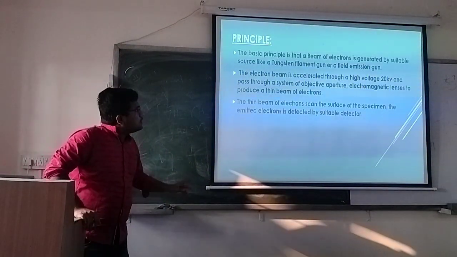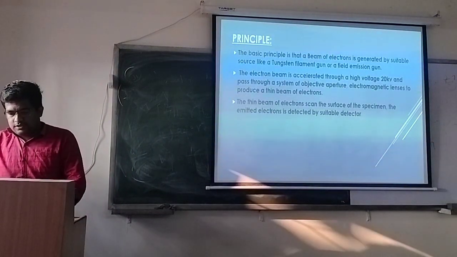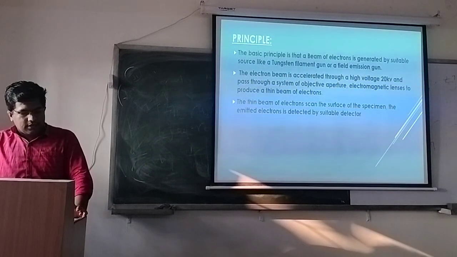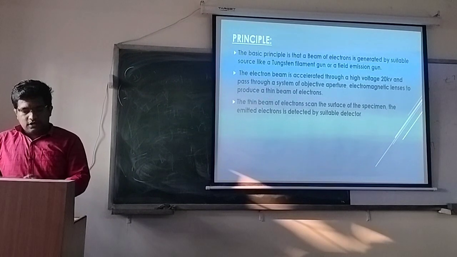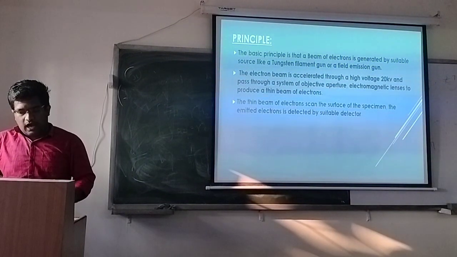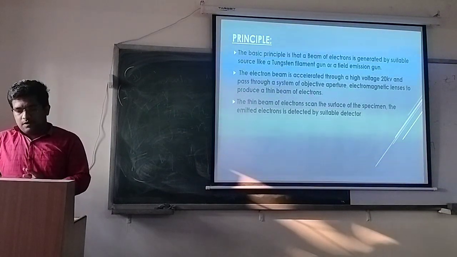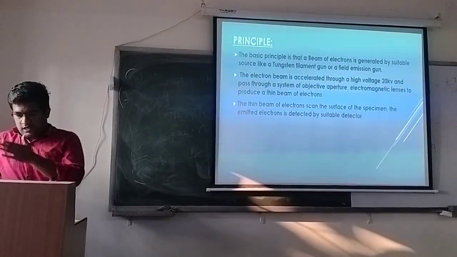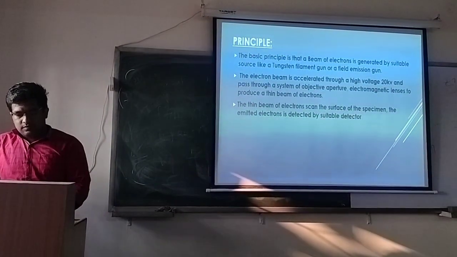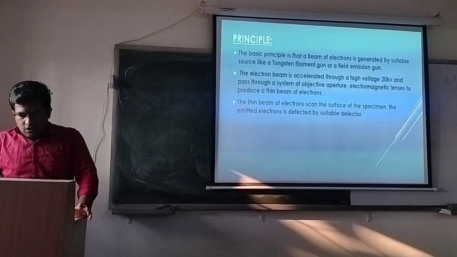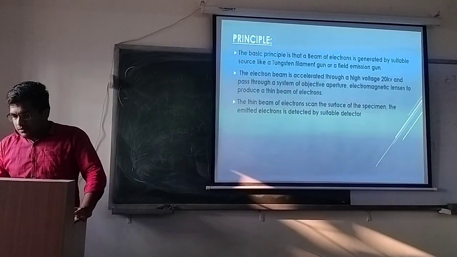These are the principles. The basic principle is that a beam of electrons is generated by a suitable source like a tungsten filament gun or a field emission gun. The electron beam is accelerated through a high voltage of 20 kV and passes through a system of apertures and electromagnetic lenses to produce a thin beam of electrons. The thin beam of electrons scans the surface of the specimen and the emitted electrons are detected by a suitable detector.